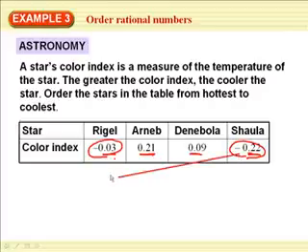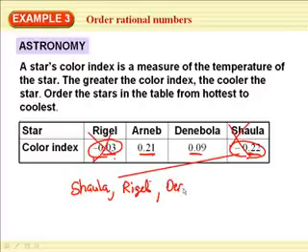So the first one is going to be Shaula. Is that how you say that? So I'm done with that. Then I go Rigel, because that's the next negative number. And then I'm thinking of this like money. 9 cents is the next one, going in order. And then Arneb would be the coolest one. From hottest to coolest. The greater the color index, the cooler the star. Right, the bigger it is. Okay, it's hard for me.